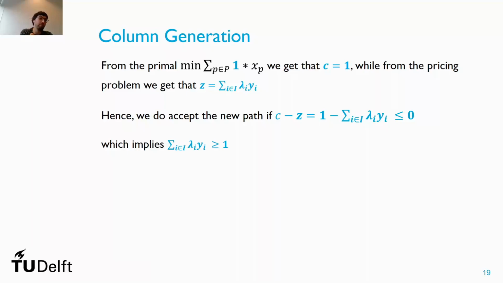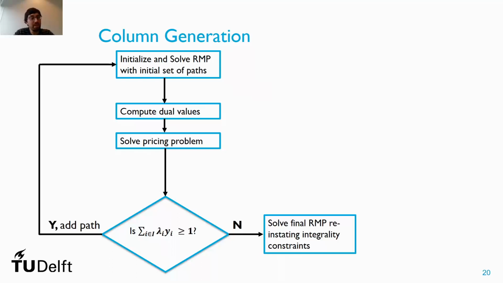While from the pricing problem, we get that z is the linear combination of the lambdas times our y's. Hence, we want to accept the new path if c minus z, which is 1 minus that summation, is strictly smaller than 0, which implies you are looking for a linear combination of the duals times y which is strictly greater than 1. So this is how our column generation looks.